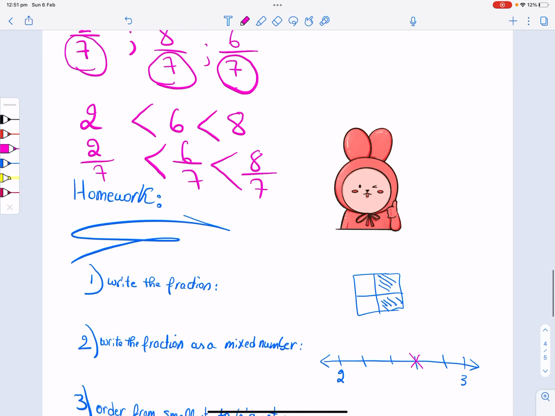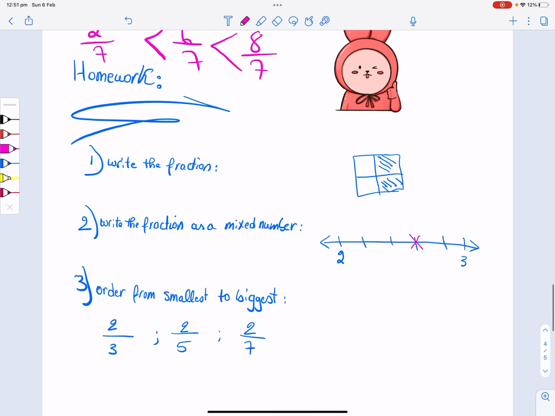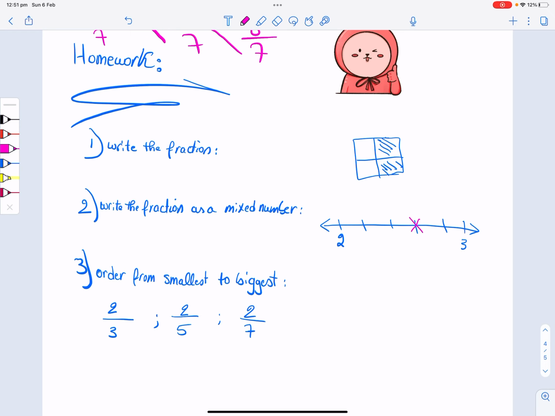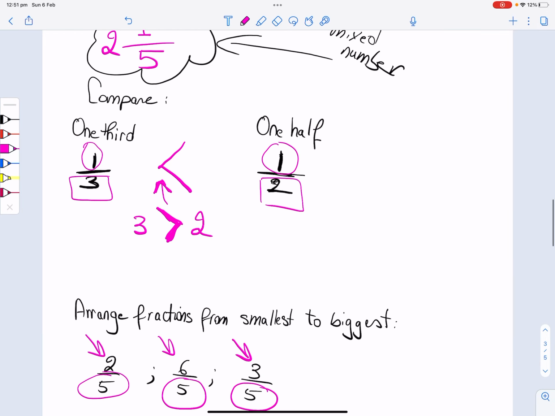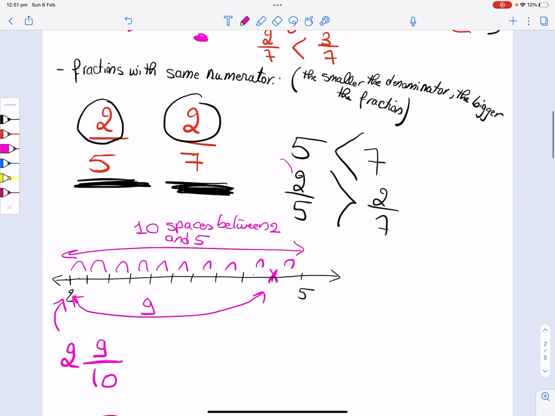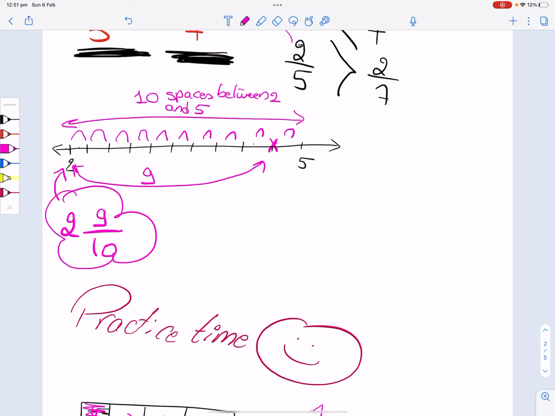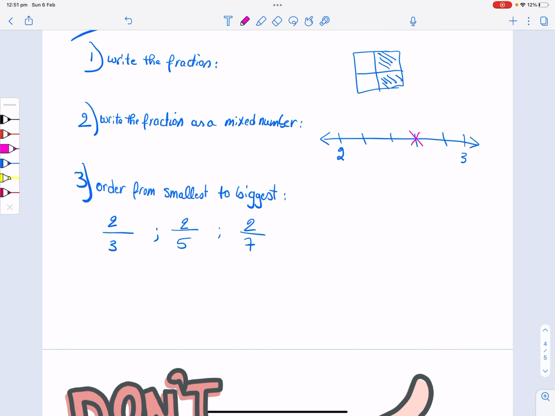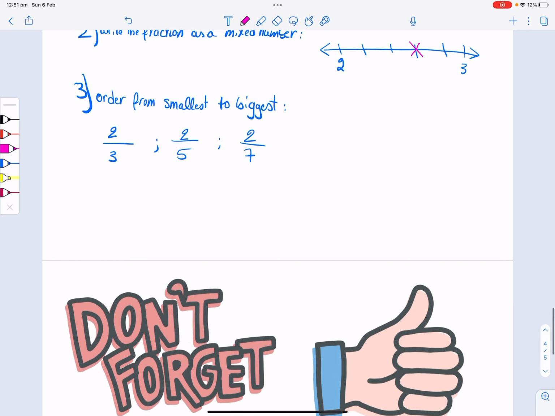Great. Now we have homework to do. Please comment down below what you think the answers for these questions are. The first question is to write the fraction for this one. Second question, write the fraction as a mixed number. As I said here, mixed number, what does it mean? It should be in this form. And then the third question, order from smallest to biggest.